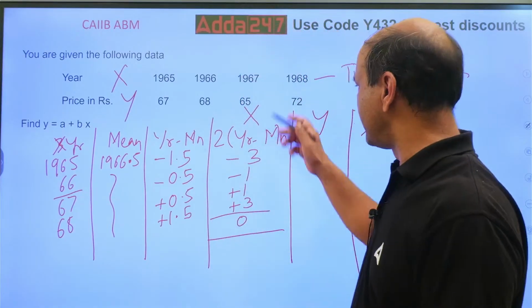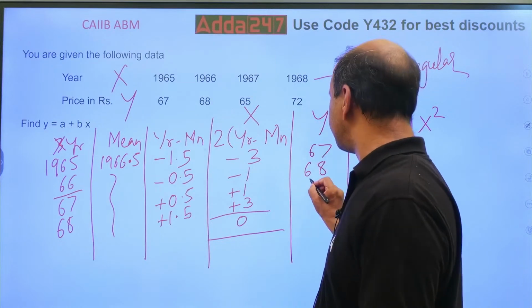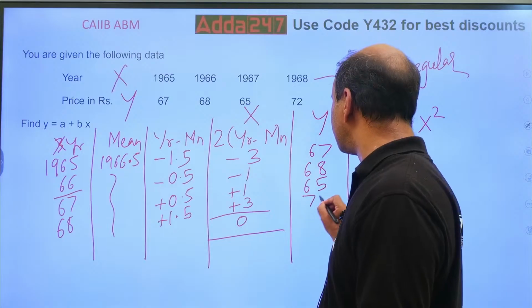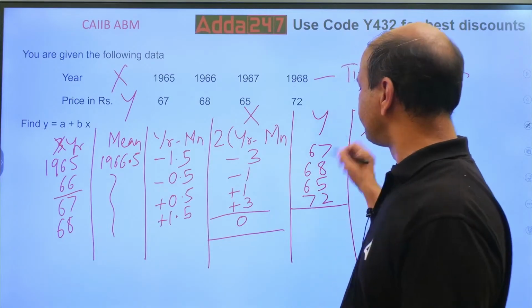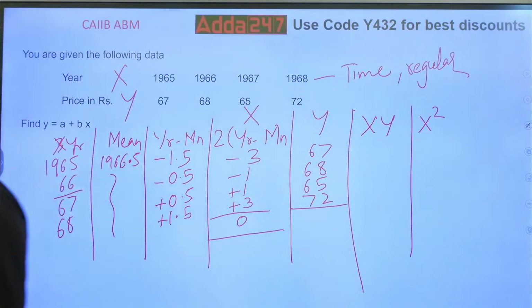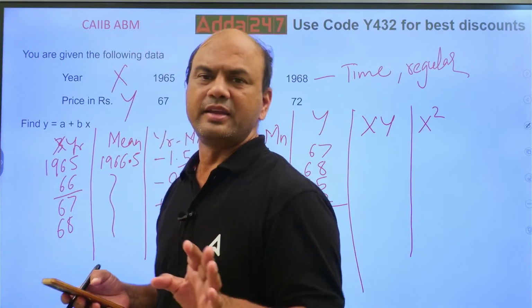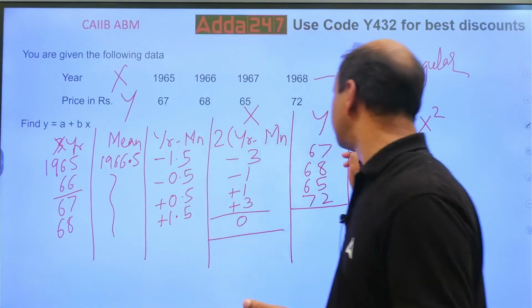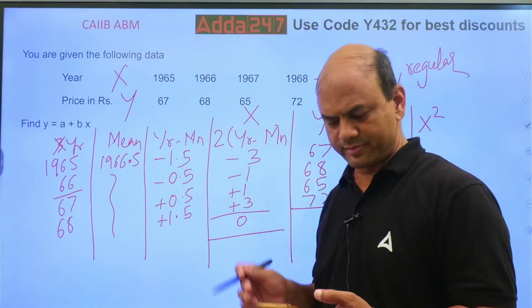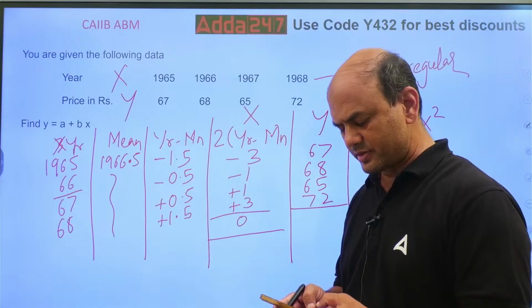Okay. Now do y. 67, 68, 65 and 72. Do the total of this immediately. Do the total of this, everyone. Do it on the calci. Don't try it yourself. Don't become a superhero. Many of us try to become the superhero. 7 plus 6 plus 5 plus this. Don't do this. In the exam, you don't have time. Use calci. Why is calci allowed for you? Allowed, no? So use it.